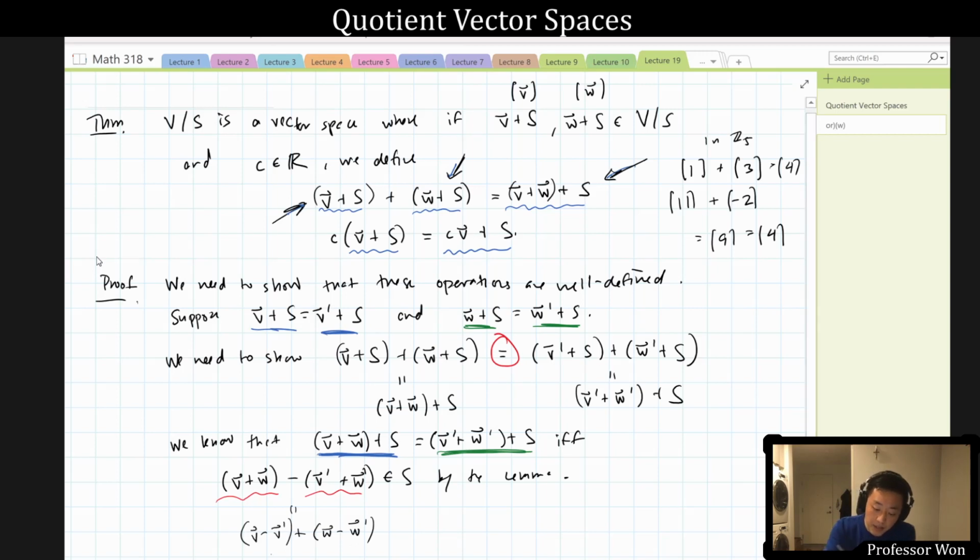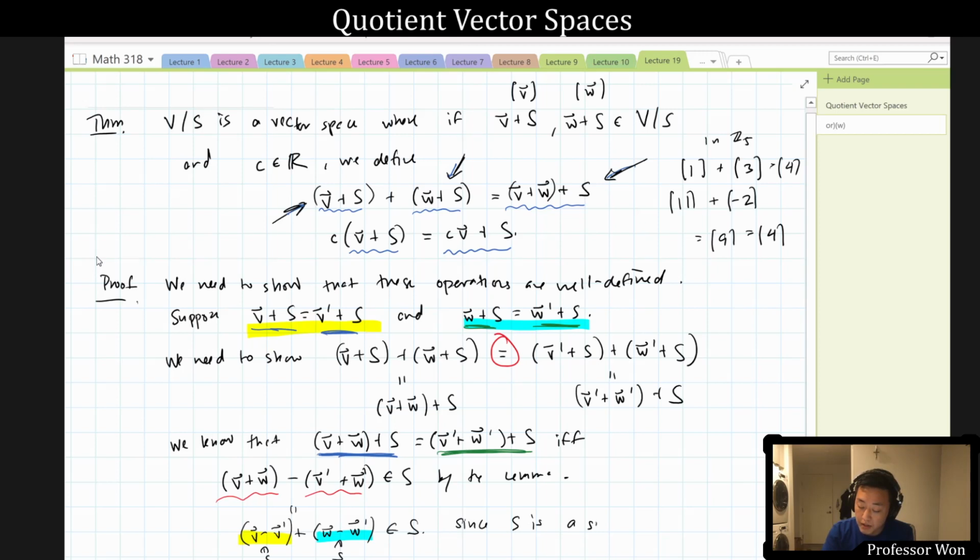Okay, but now since I'm assuming that v plus s equals v prime plus s, that means that this vector is in S. And I'm assuming that w plus s equals w prime plus s, that means that this vector is also in S. Sorry, this is right. And now S is a subspace, so it's closed under addition, so this vector is in S.